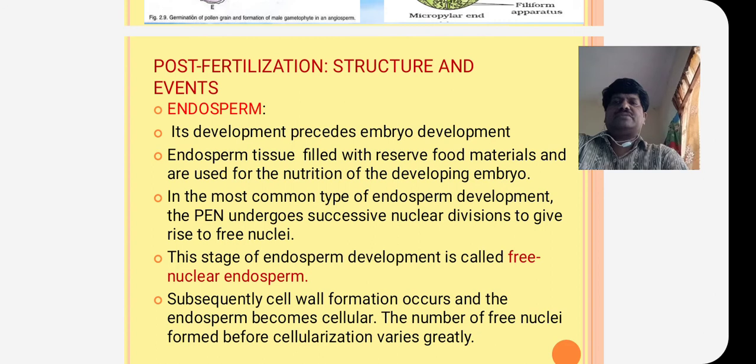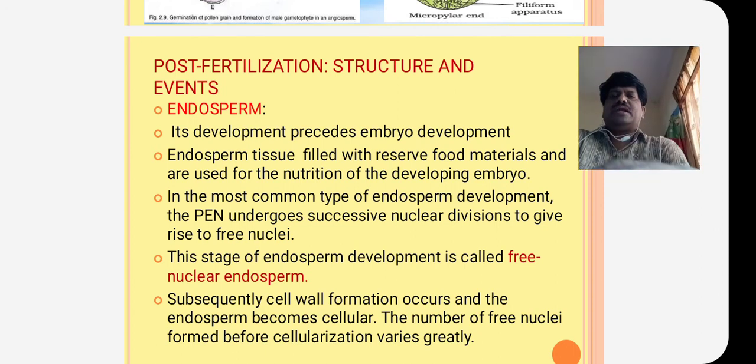But in cellular endosperm development, as we can see in Utricularia, the PEN develops first and makes two nuclei, and each nucleus gathers cytoplasm, and there will be two cells with a cell wall. These two cells further undergo karyokinesis and cytokinesis, and again four cells will be formed. This way, whatever nuclear division there is, it is followed by cell wall formation. So this is cellular endosperm development.